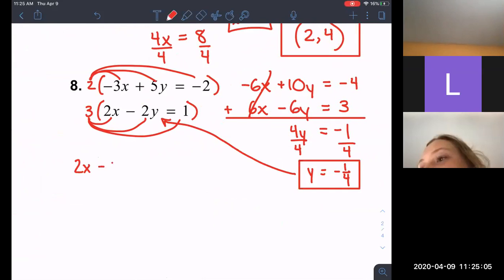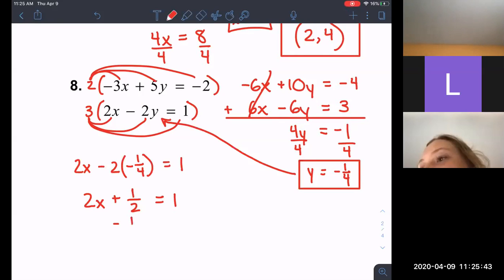So 2x minus 2 times negative 1/4 equals 1. Okay, so we do that math. We got a negative times a negative, so I know the answer is going to be positive. And if I get out my trusty calculator here, we're going to do negative 2 times parentheses negative 1 divided by 4, and that gives me 0.5 or 1/2. So we'll just call it 1/2, and then we'll write the rest of our equation down.